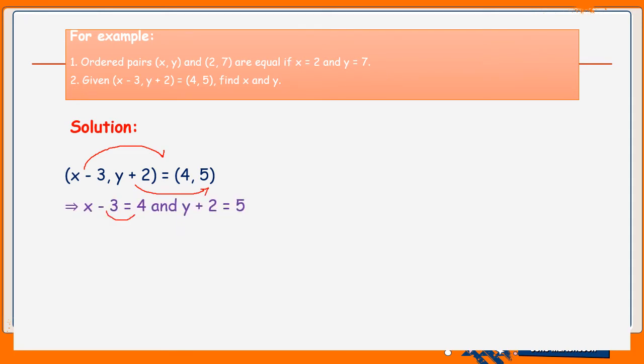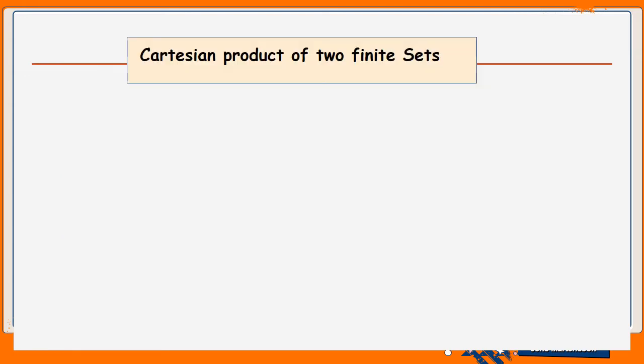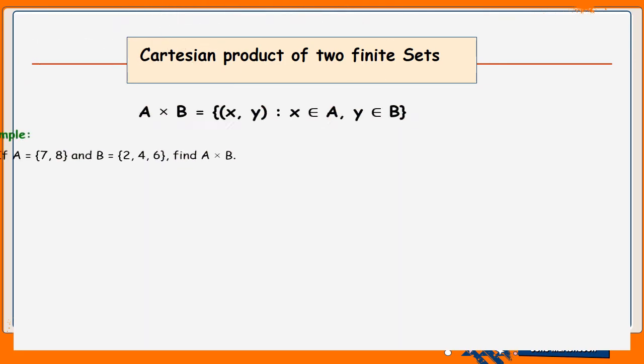We change the sign of negative 3 to positive and positive 2 to negative. So x equals 7 and y equals 3. So the point will be (7, 3).